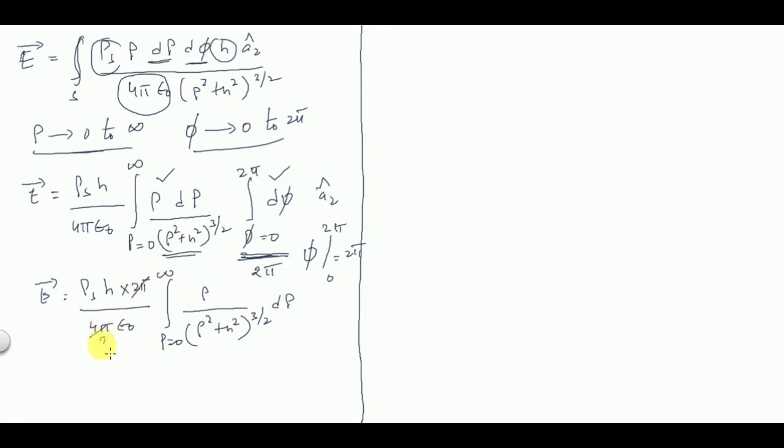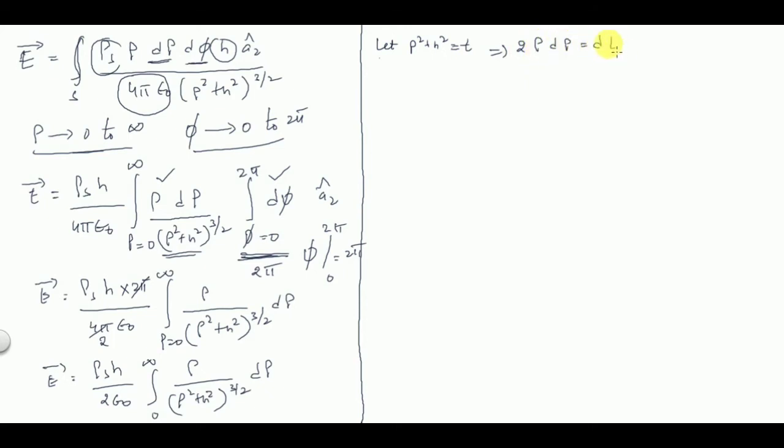Okay, so 2 pi 2 times, right? So E bar is equal to rho s into h by 2 epsilon naught integral 0 to infinity rho by (rho square plus h square) whole to the power of 3 by 2 d rho. Okay, so let rho square plus h square is equal to some constant t. So then 2 rho d rho is equal to dt. So rho d rho becomes dt by 2.